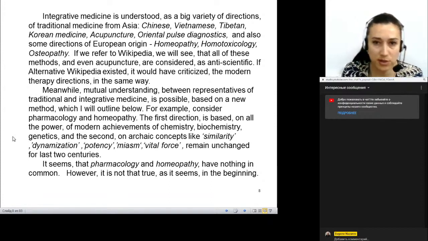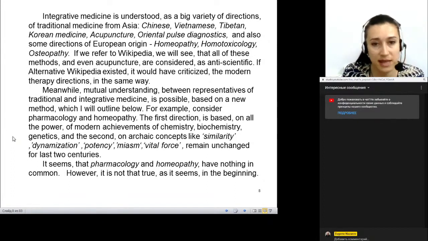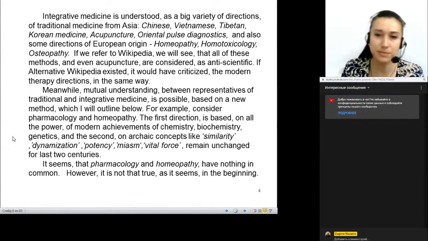The first direction is based on the power of modern achievements of chemistry, biochemistry, and genetics, and the second on archaic concepts like similarity, dynamization, potency, miasm, and vital force, which remain unchanged for the last 2 centuries. It seems that pharmacology and homeopathy have nothing in common. However, it's not as true as it seems at the beginning.